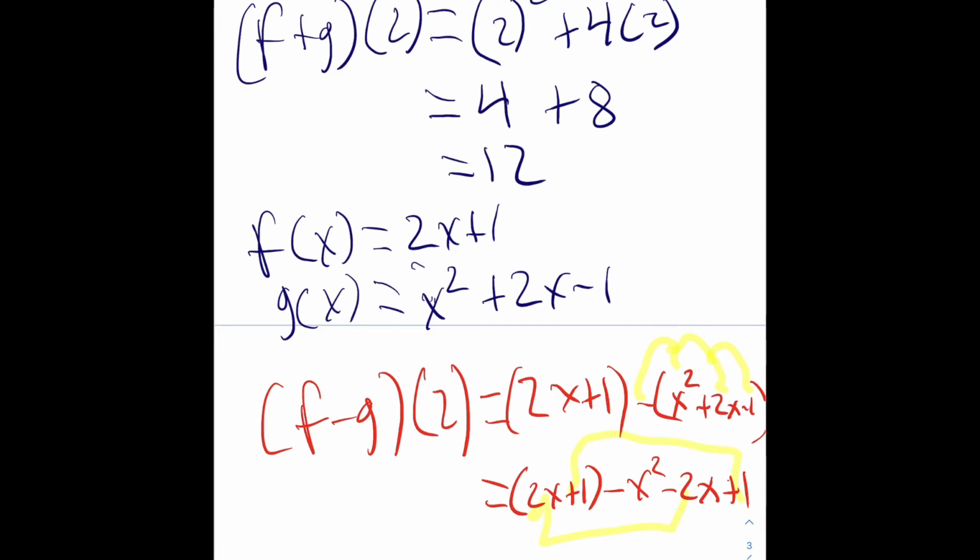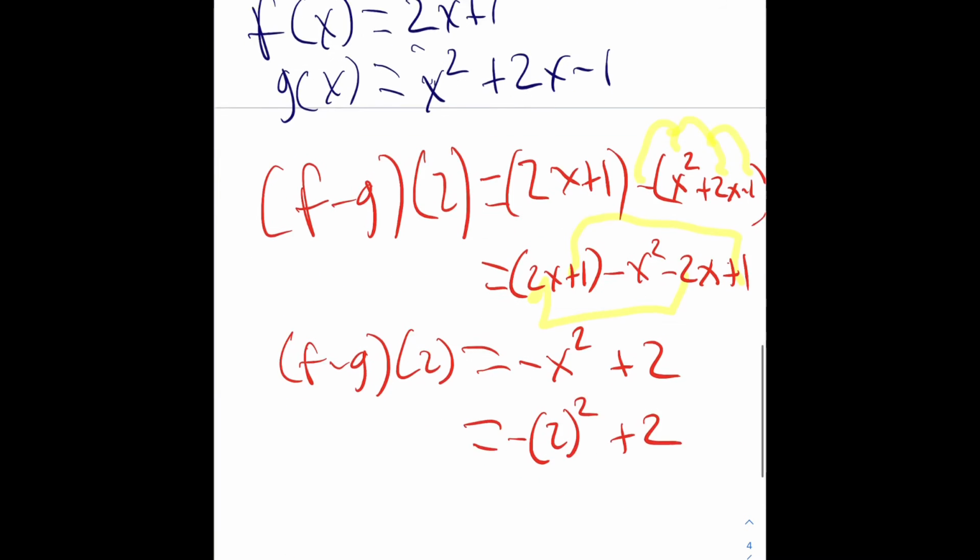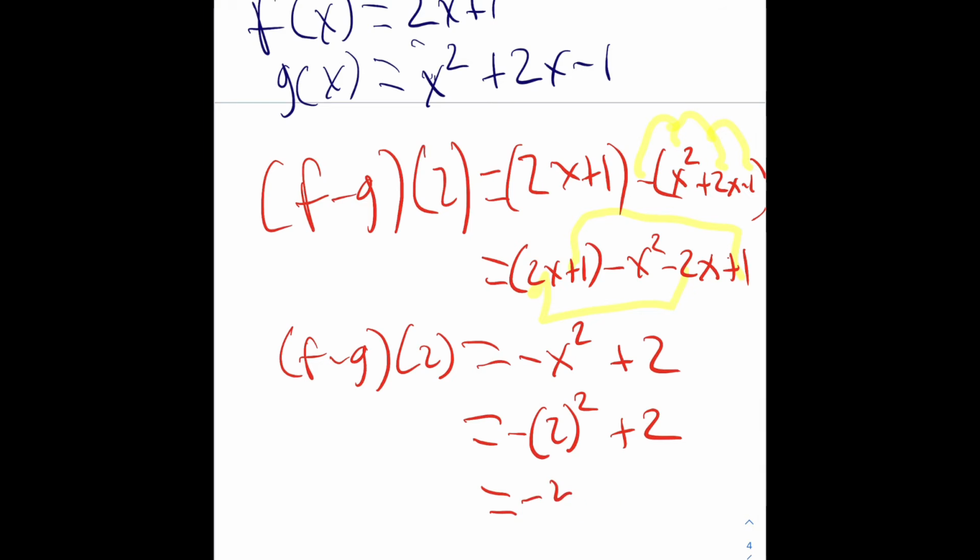I've got like terms here, and I've got like terms here. So when I rewrite it, f minus g of 2, I get negative x squared. These cancel out, plus 2. And then all I have to do is every time I see an x, I'm going to plug in that number 2 and get negative 4 plus 2, which equals negative 2.